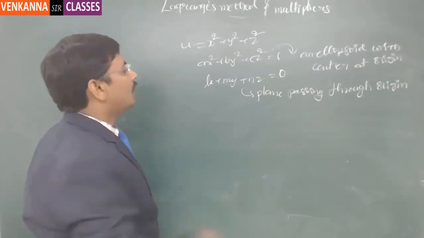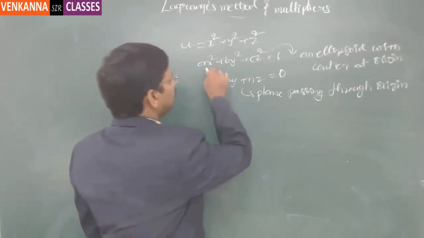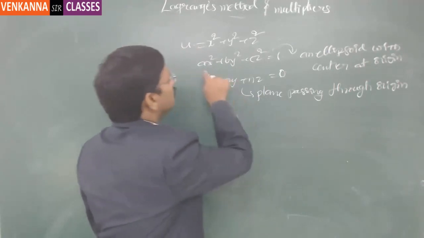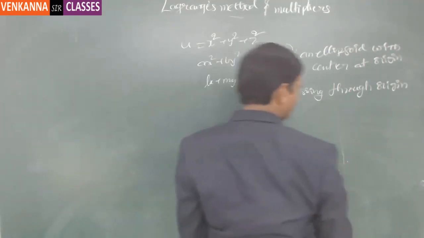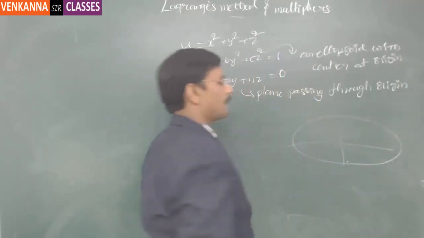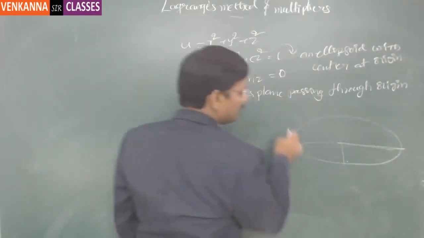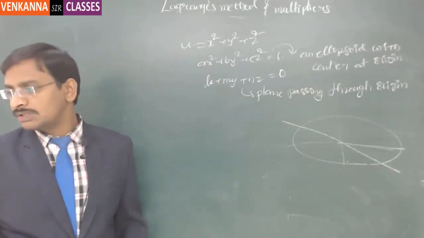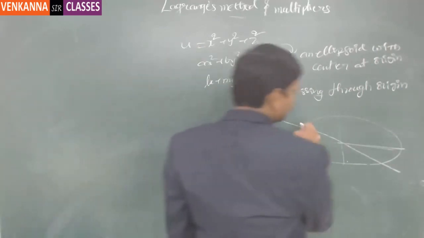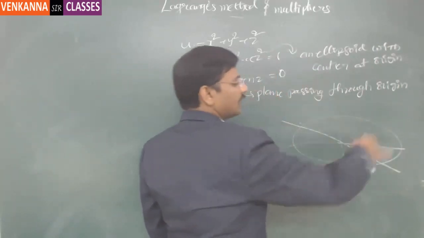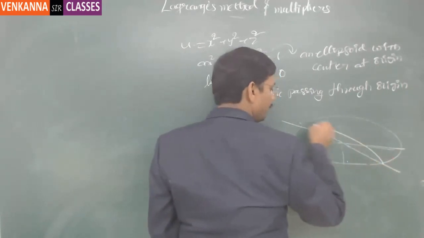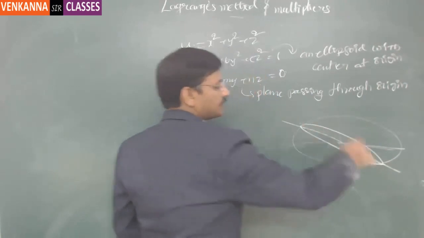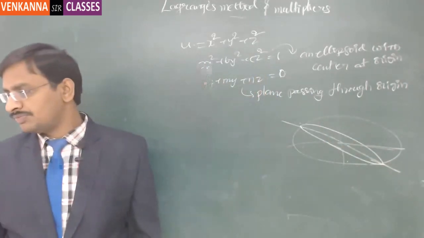Now ax square plus by square plus cz square is nothing but an ellipsoid, and then there is a plane passing through this. This plane will cut this entire ellipsoid, and this will form an elliptical shape like this. So this will be an elliptical plane. The intersection, if you notice, correct or not?